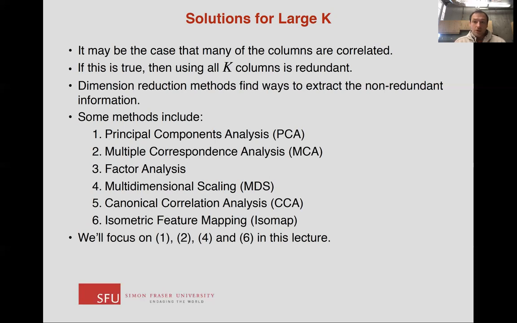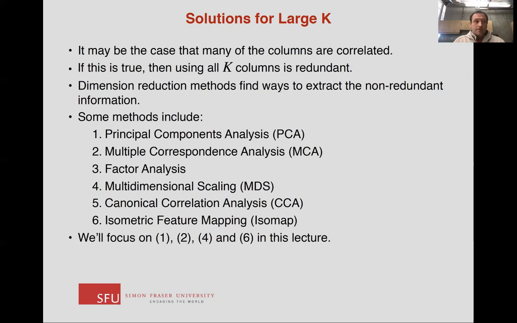And in the course, we'll cover a few of these, but I'll just mention some of the popular methods. Principal components analysis, which we'll cover in this lecture. Multiple correspondence analysis, we'll cover that later on. That's a technique when you have a high number of categorical features. Factor analysis, we won't cover that in this class. Multidimensional scaling, we'll cover that in a later lecture. Canonical correlation analysis, and then the so-called isomap, which we'll cover later on. So this is just a small list of the number of techniques that are out there.